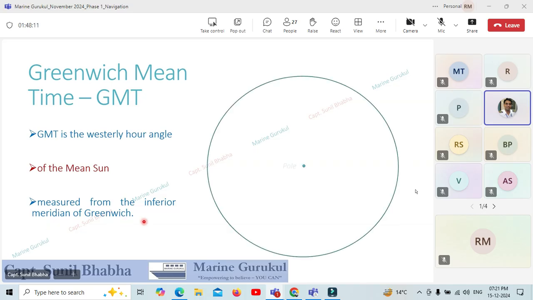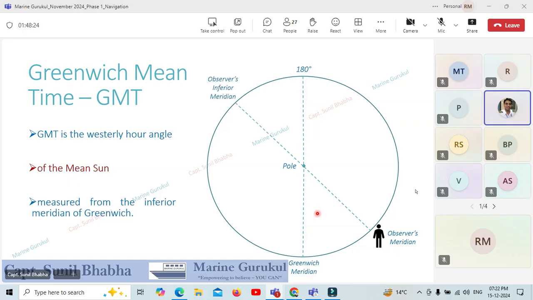Let's have the same diagram coming up on the screen. Looking at the earth from top of the North Pole, you can see the earth, the North Pole. We have the observer also here in the same location, and we have the Greenwich meridian, 180-degree meridian. Let's assume the mean sun at this particular location. Let's draw the meridian of the mean sun. Now GMT is referred to by this red color arc and angle.